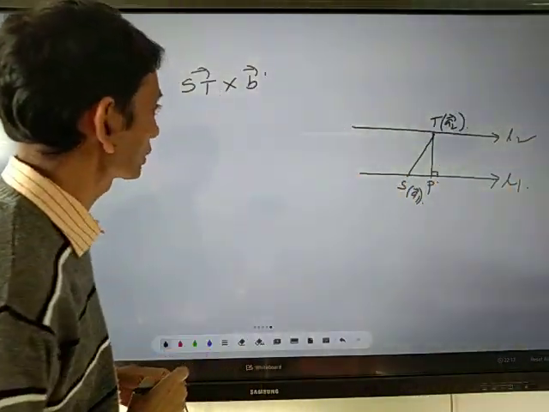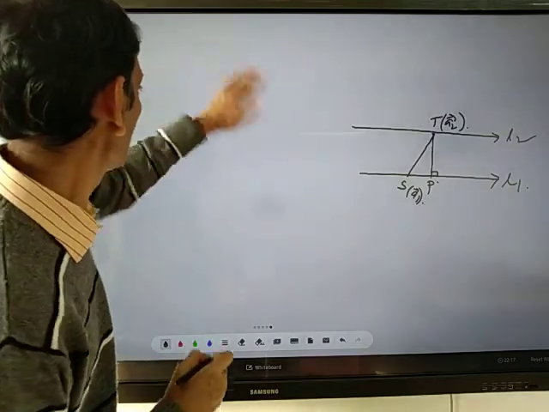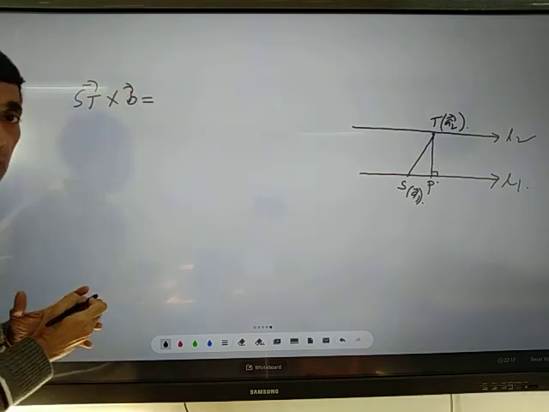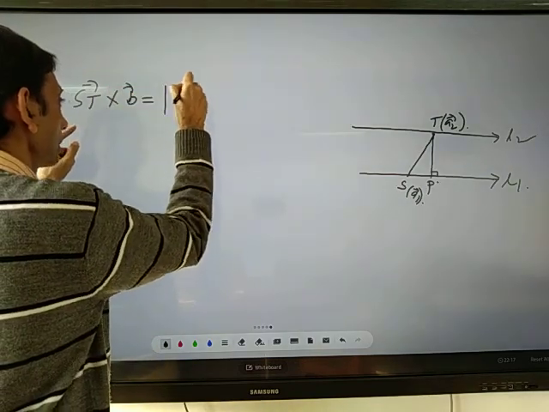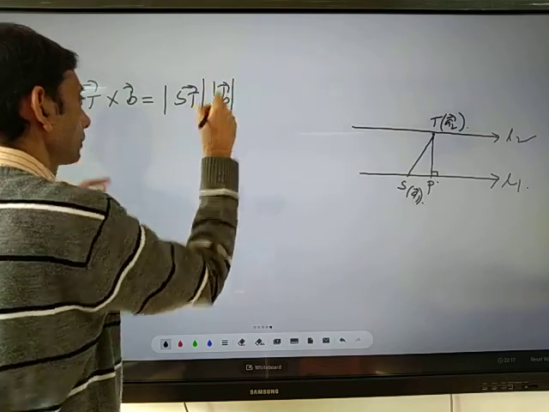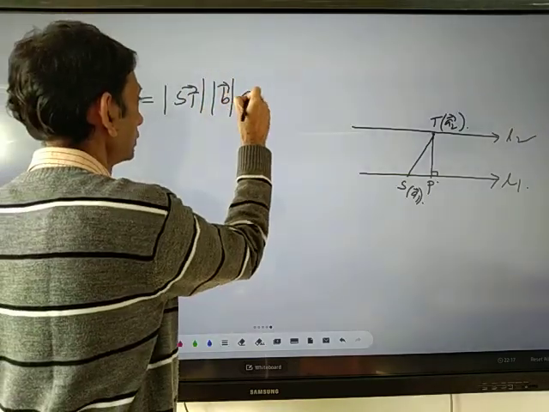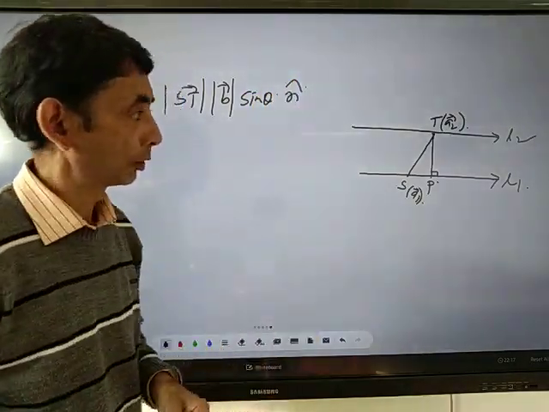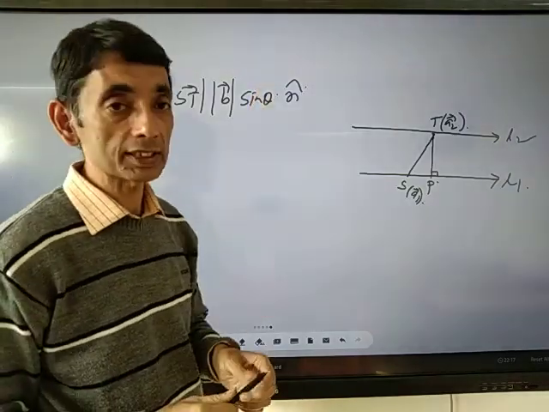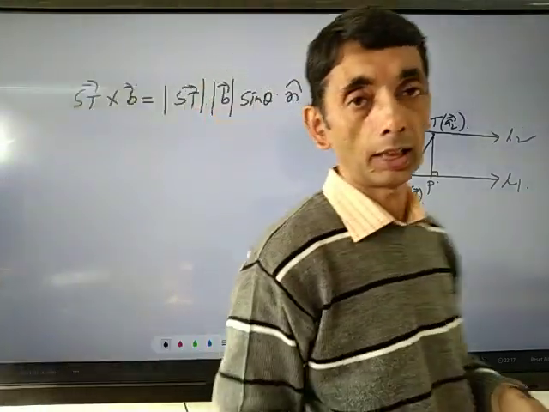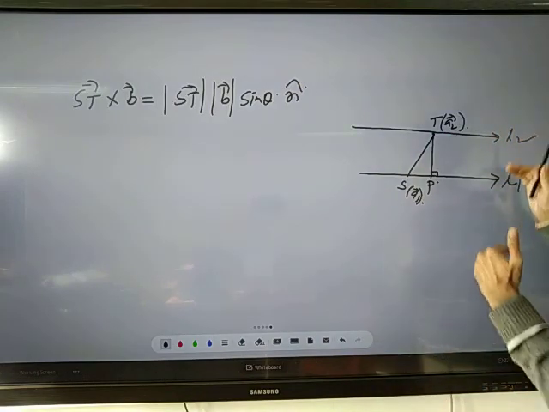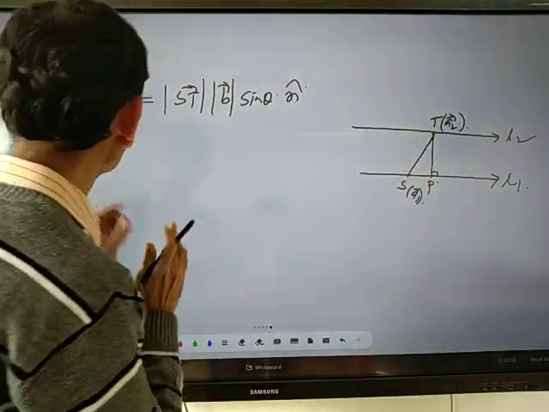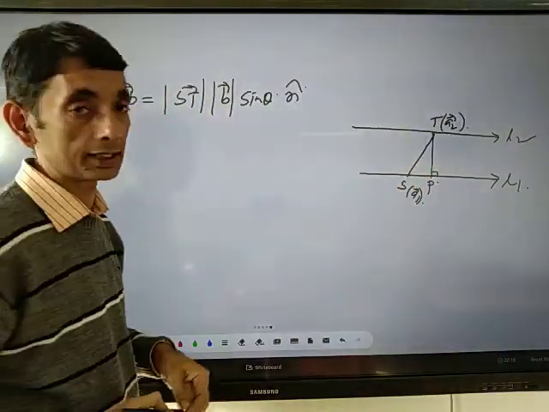So, ST cross b. What is ST cross b? It is the cross product between two vectors. We know the definition: the magnitude of the first vector times the magnitude of the second vector, times sine theta, times n cap. What is n cap? n cap is a unit vector which is perpendicular to the plane where L1 and L2 lie. So ST cross b equals mod ST mod b sin theta n cap.